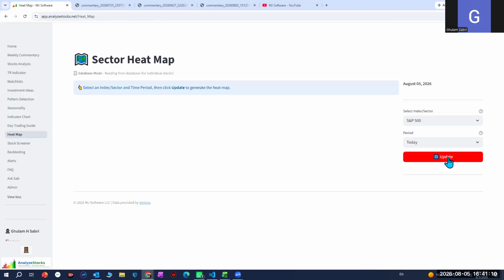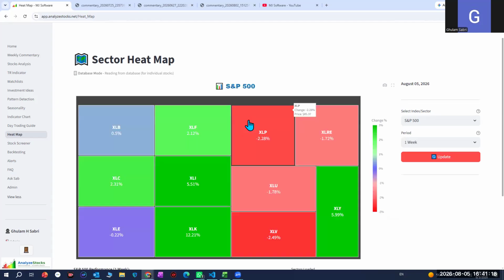For example, I want to see just today or maybe the last 1 week, which of the S&P 500 sectors performed very well or which did not. By market capitalization, this is what it's telling me. Industrial is 5.5%. XLK technology has been the best one, 12.21%, although today it was not very good. Discretionary 5.99%. Real estate was a laggard, minus 1.72. Defensive stock staples minus 2.28, utilities minus 1.78, healthcare minus 2.5.